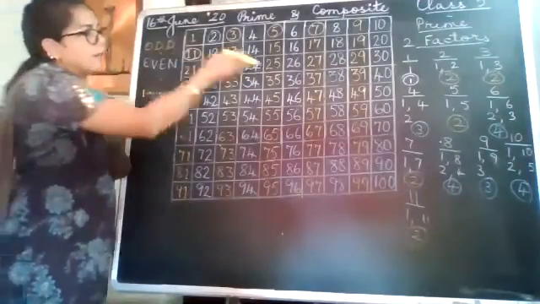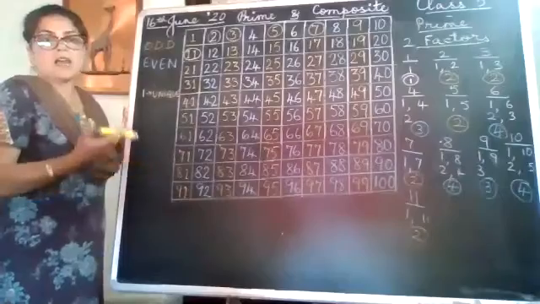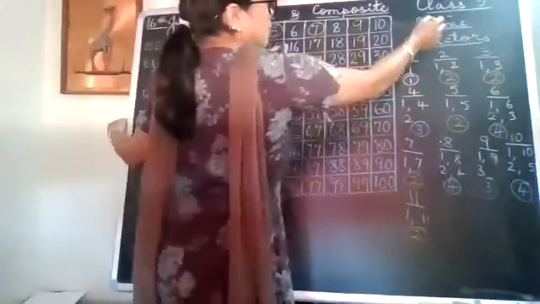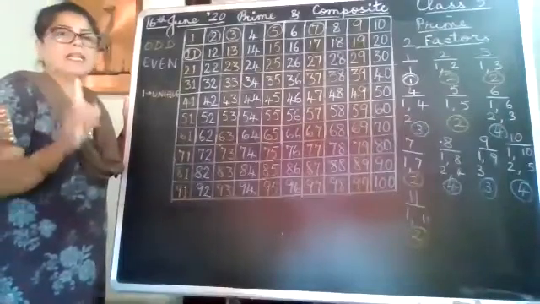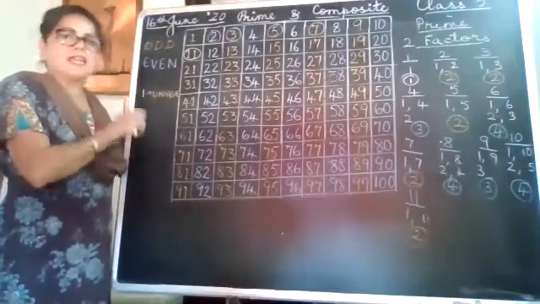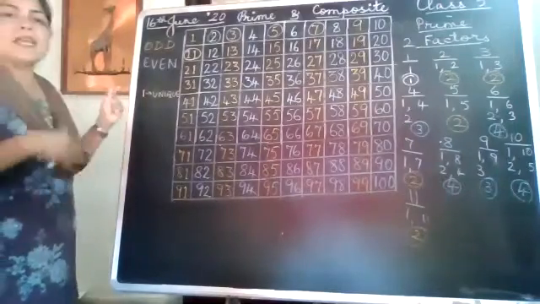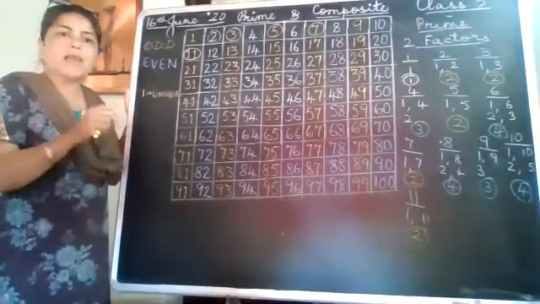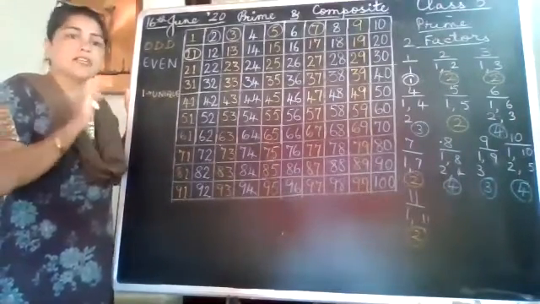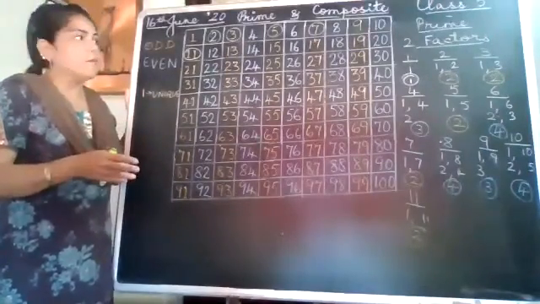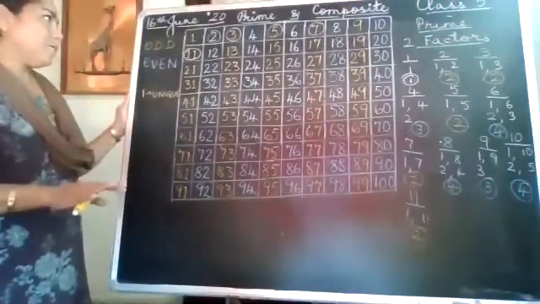Okay. Now in the remaining table, I want to know which are prime numbers. Now we just said that if a number has to be prime, it has to have only two factors. Matlab, it can be divided by 1 and itself, meaning the number itself. If it is divisible by any other number, other than itself and 1, then it is not a prime number.